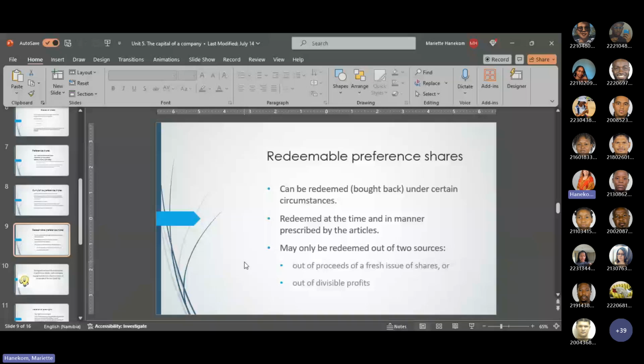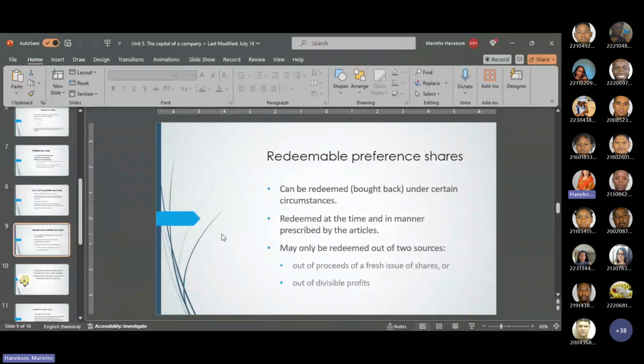Then we get another possible class of preference shares, which is known as redeemable preference shares. Redeemable preference shares can be cumulative. They're not mutually exclusive. So in most instances your redeemable preference shares will be cumulative. What does to redeem mean? To redeem means to buy back.